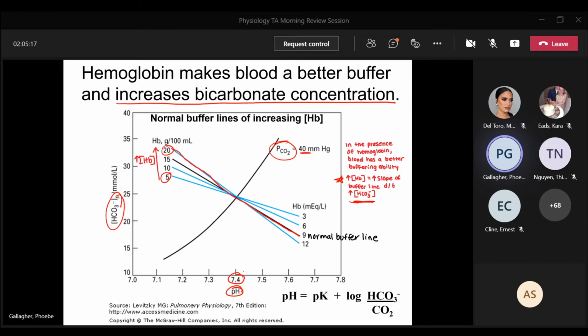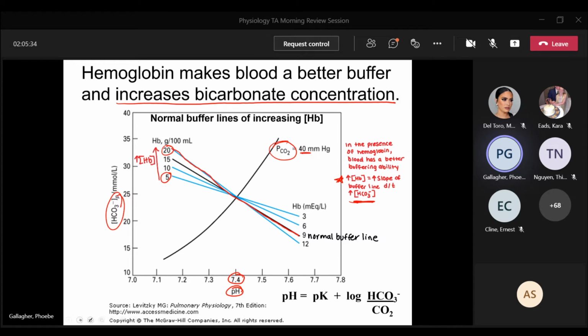So instances where you would see an increase in hemoglobin would be if you have a higher amount of red blood cells, so a higher hematocrit. He could state a question like that. So keep that in mind as well.